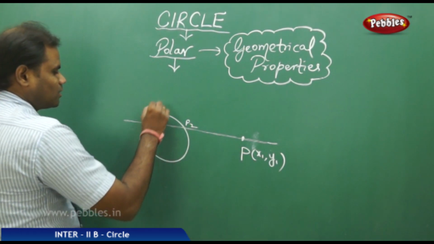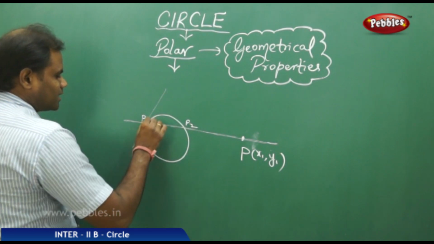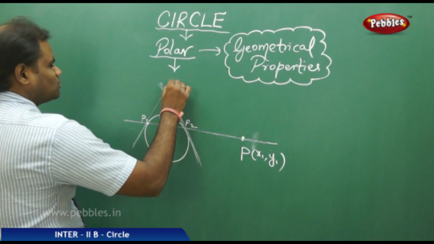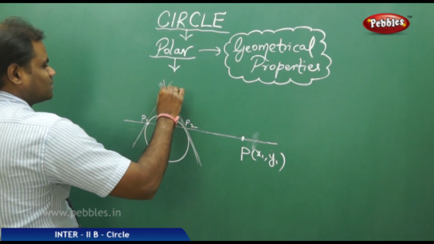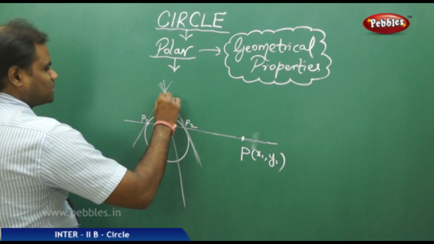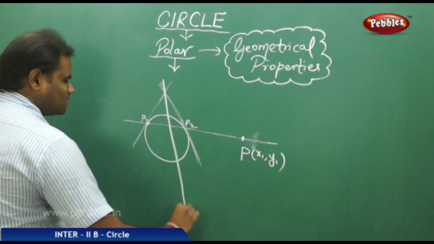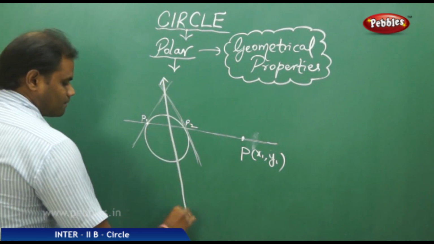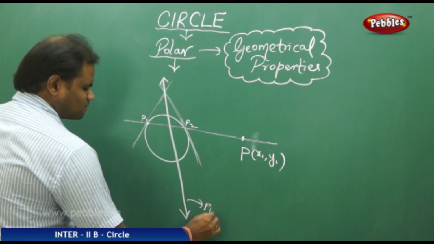So here I get the chord of contact when I intersect these two, and I get the locus of tangents which intersect here. That is, I get this, which is the polar of P.